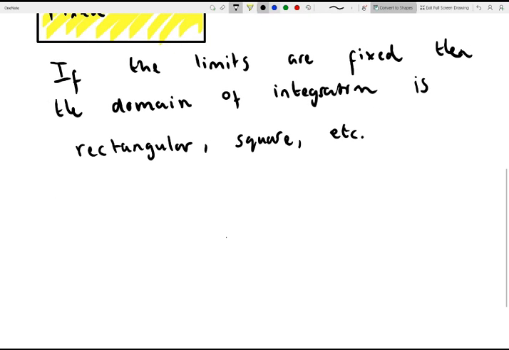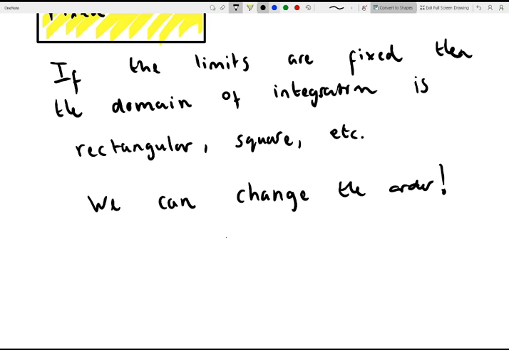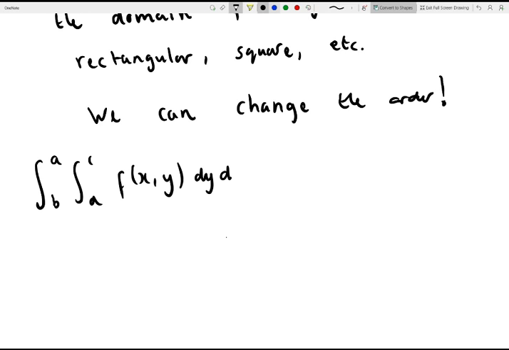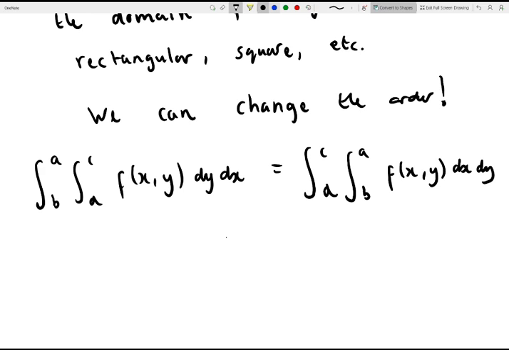And this means something actually quite special. It means we can change the order. And by that, I mean that the double integral from a to b and c to d of the function f in x and y with respect to y and respect to x can be completely swapped around. The order can be changed, and it can be the double integral from c to d and a to b of the same function in x and y, but this time with respect to x and then respect to y.